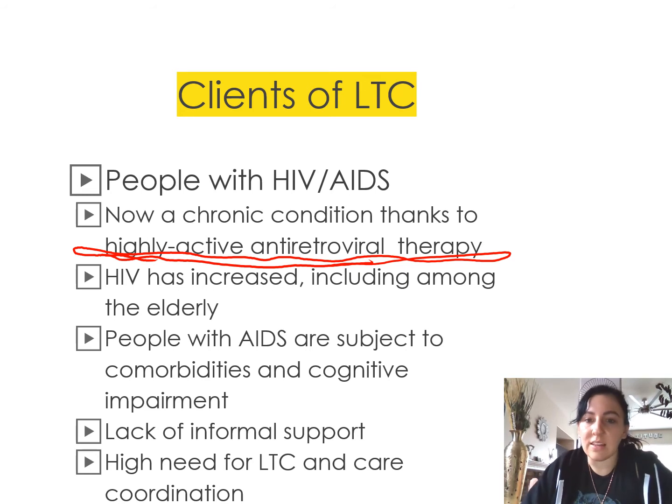So people with AIDS are subject to a lot of comorbidities because they are very immunocompromised, right? So they are subject to comorbidities and even cognitive impairment, and typically that is going to be a major reason why they may need a lot of long-term care services. Okay.